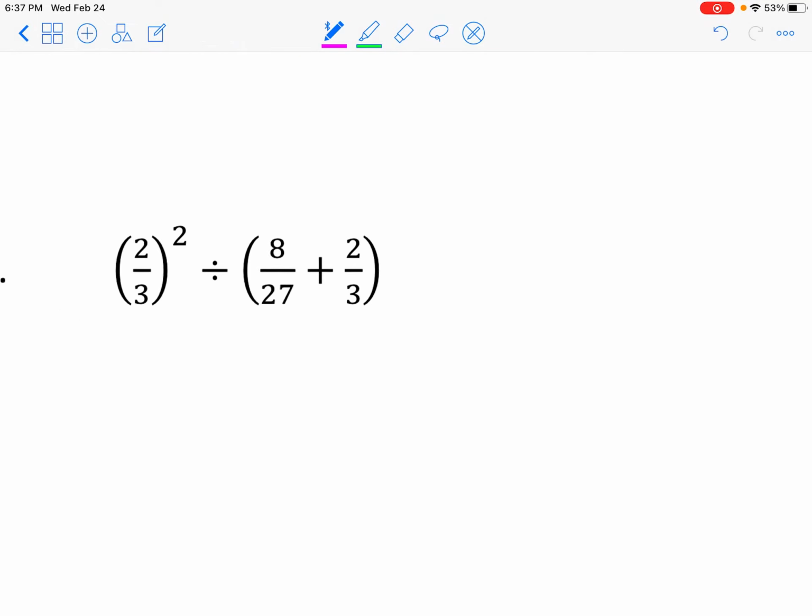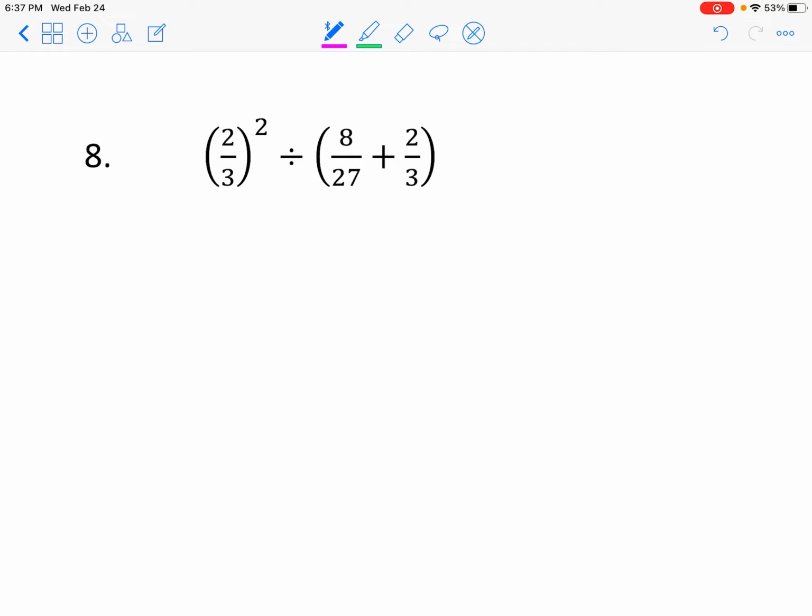Okay, so let's try another one. Here, we want to work, remember, in the grouping symbols first.